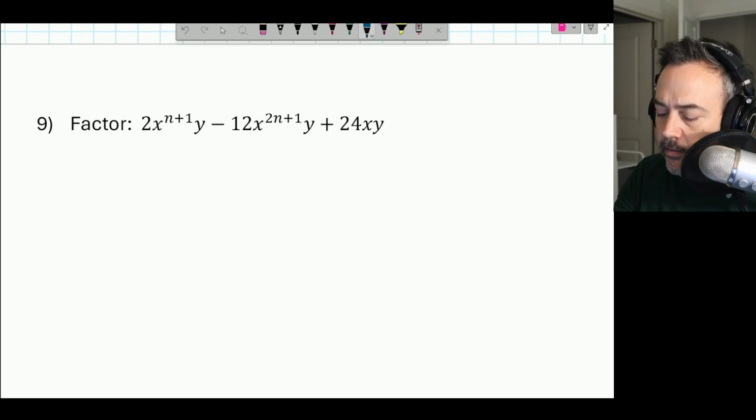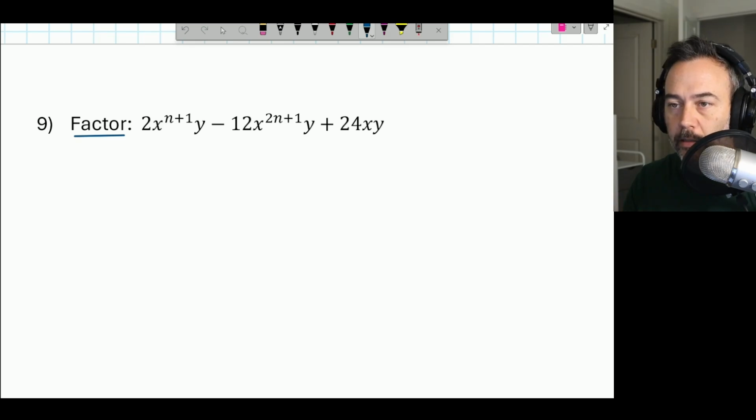All right, let's do number 9. For number 9, by the way, it says factor. So the previous one, we were multiplying out and simplifying. In this one, we're factoring. So this is already simplified, and we need to go the other direction.